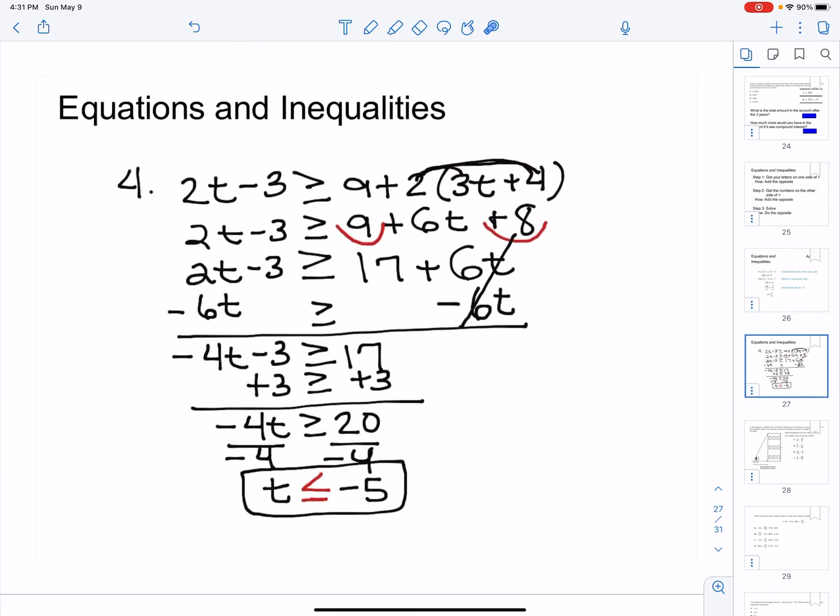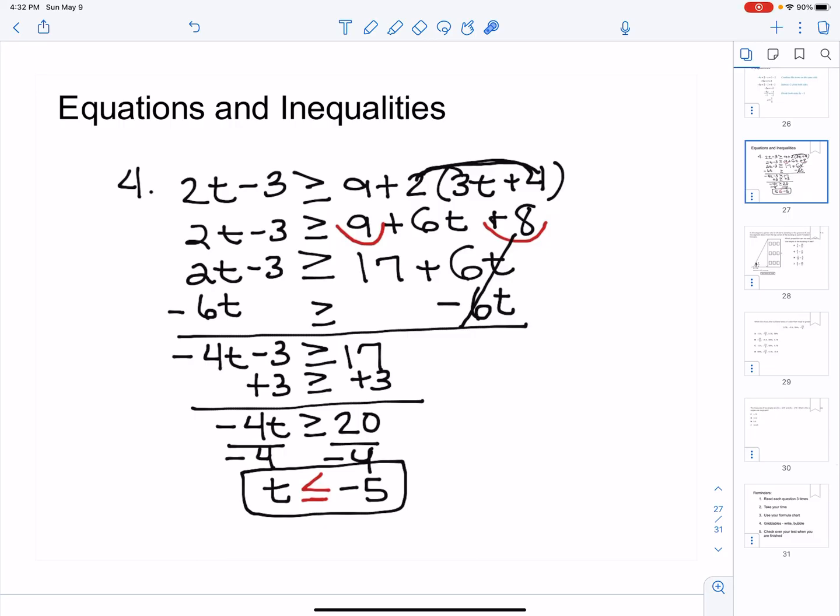Here's an inequality using the distributive property. So you'll notice we distributed the 2 out to the 3t and the 4. And then we could take this 9 and this 8, we could put those together. And then we begin our process. Move this 6t over to be with the 2t. So we end up with 2t minus 6t gives you the negative 4t. And then you got the minus 3, so we do a plus 3 to move it over. And then you divide both sides by negative 4. Now, what do you have to remember when you divide by that negative 4? That inequality is going to flip. You've got to remember that.